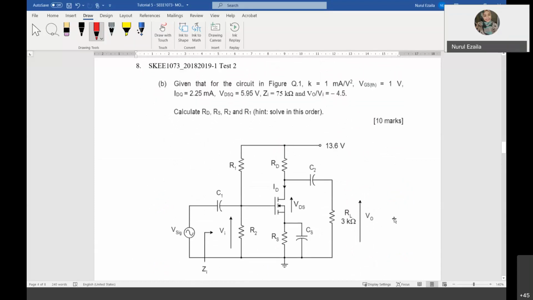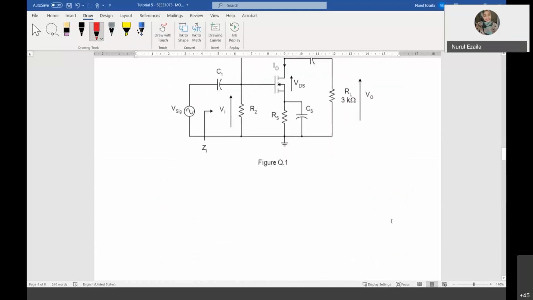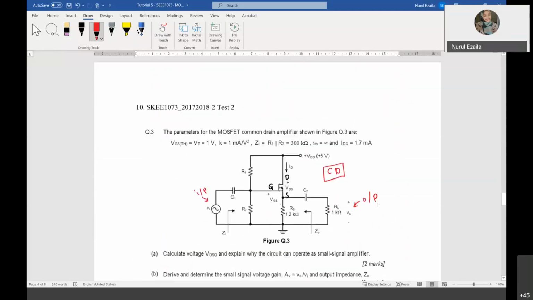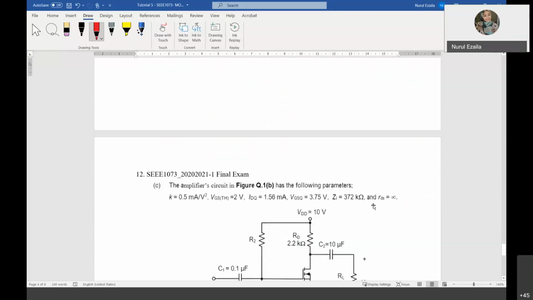And one more thing over here. This is also common source. You can try later. All right, now let us try this example.